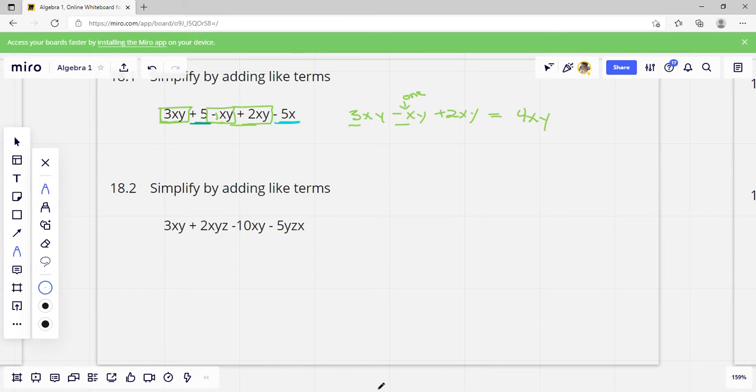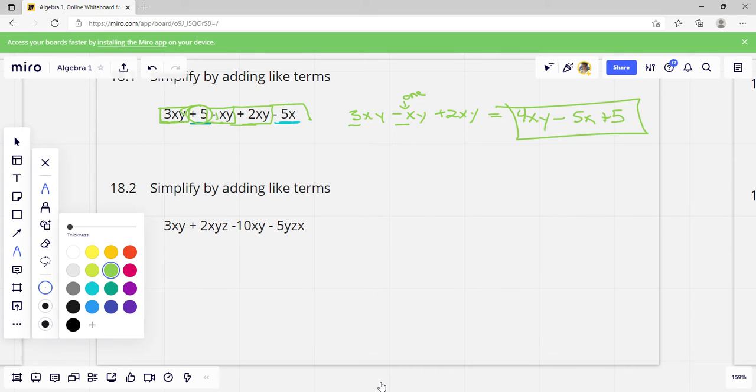Now I also have this 5x right here that I can't combine with anything because it's not like terms. So minus 5x. And then this one, I don't have any like terms for that, plus 5, so I'll just tack him on the end there. And that's what your answer should look like for that kind of problem. All right, let's try another one.